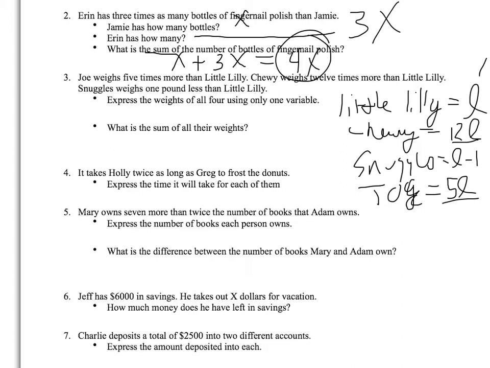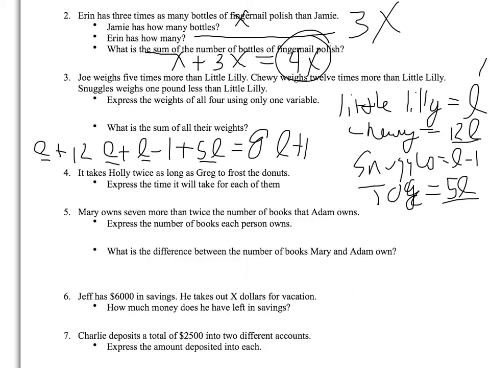So to find the sum of all their weights, we're using this one variable L to denote all their weights. Sum means addition, so we have L plus 12L plus L minus 1 plus 5L. And here what we're really doing is combining like terms, and we can count up the L's and the numbers. Now we have 1L plus 12L is 13L plus another L is 14L plus another 5 is going to be 19 L's, and then minus 1. So that is the sum of all of the dogs' weights.